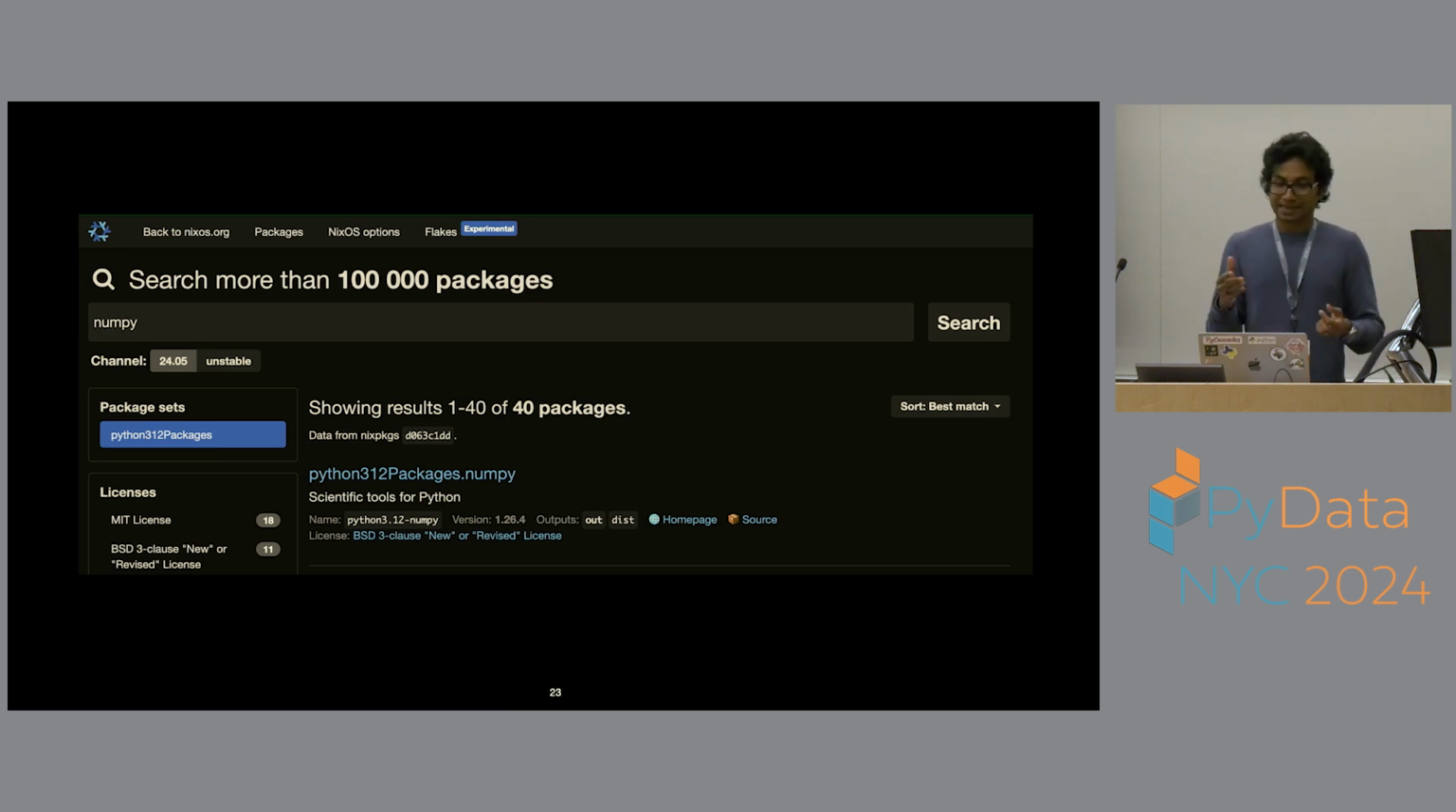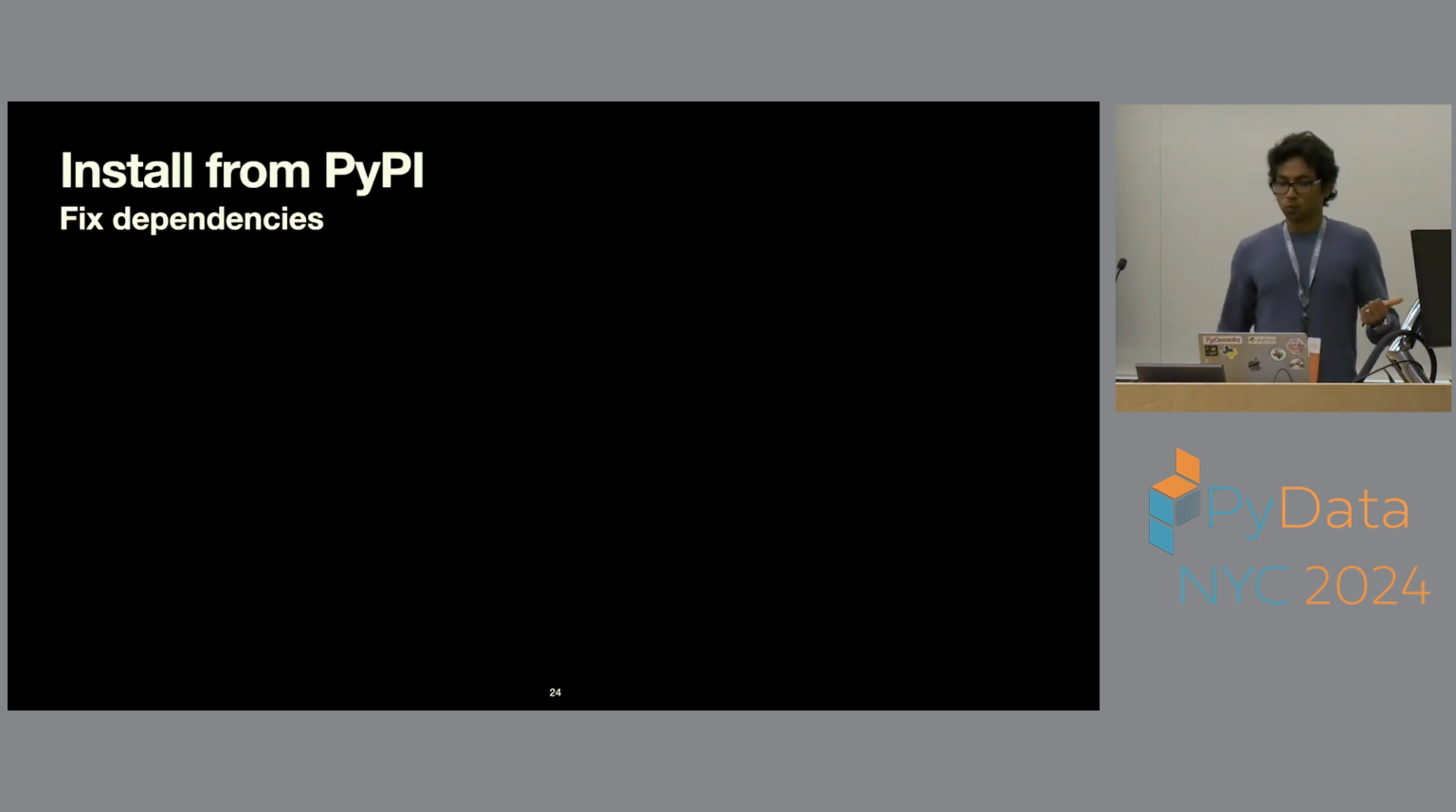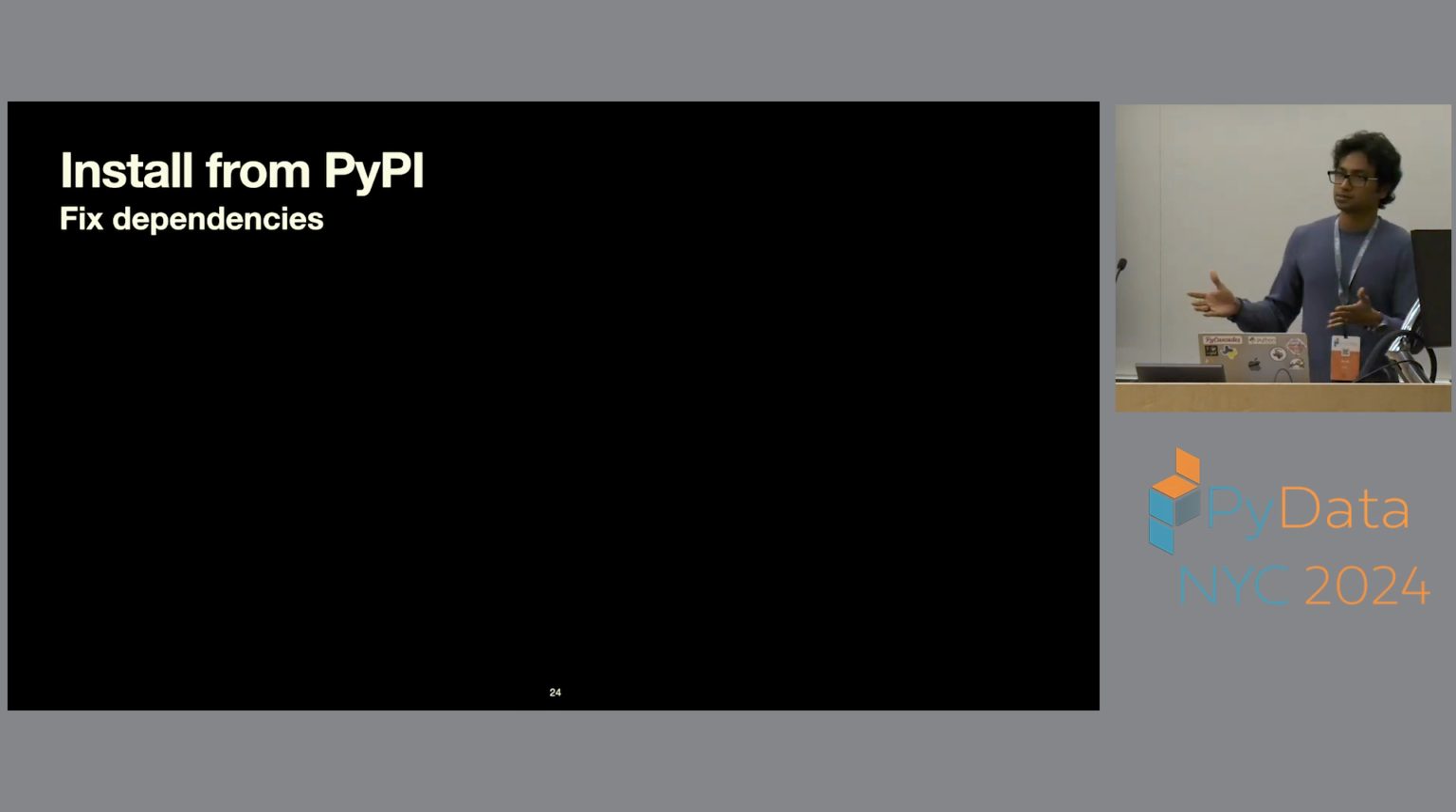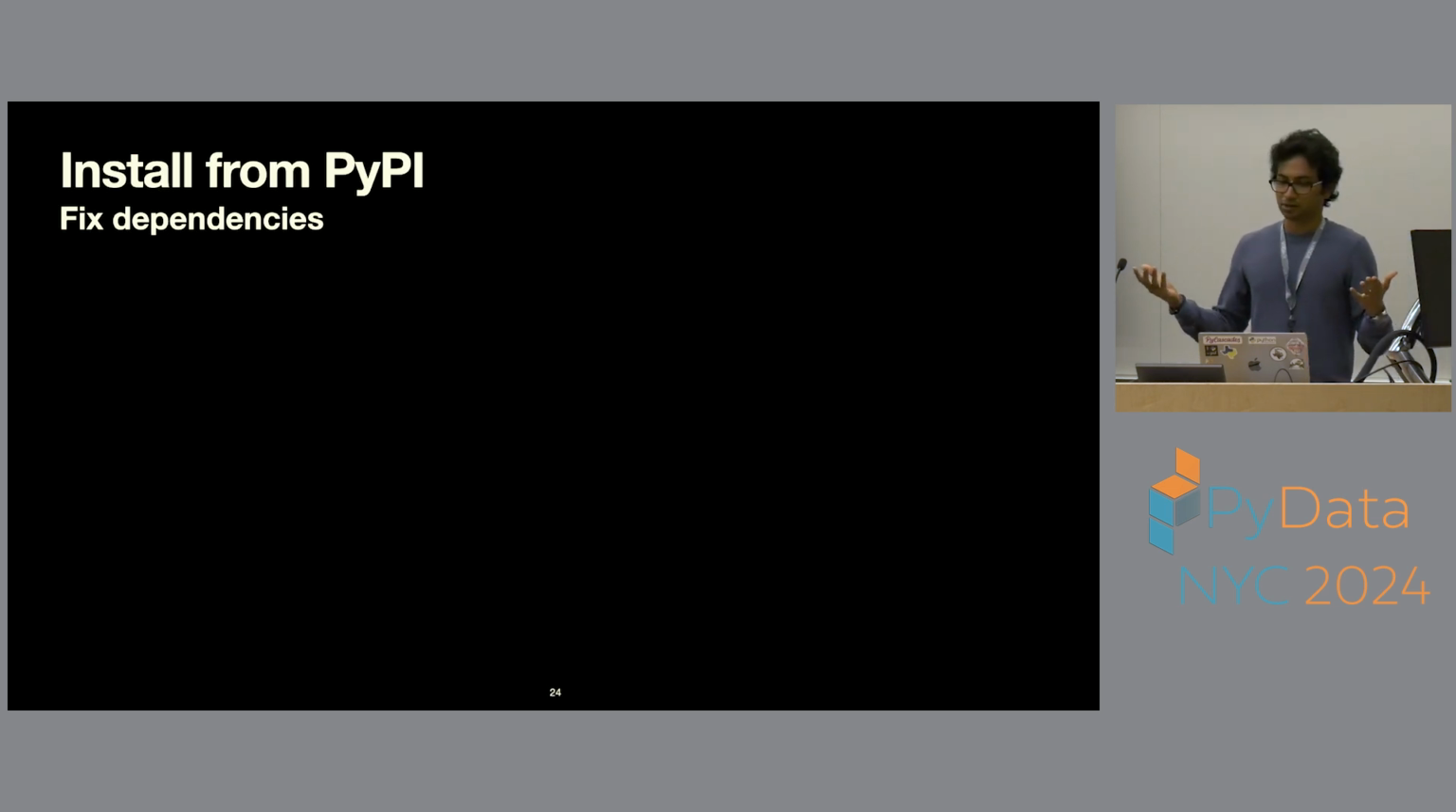So which means that in this channel, this one will never change. So it is completely immutable. But we're going to do some work to make sure that we have the right NumPy version there, right? So what we do, well, we install from PyPI, because that's where the latest and greatest versions of Python packages exist, right? So we are going to install from that. So that's how we'll fix our dependencies.